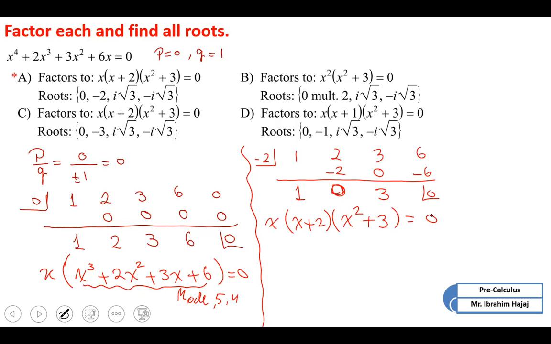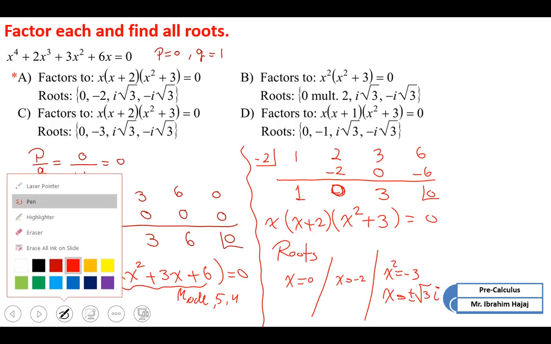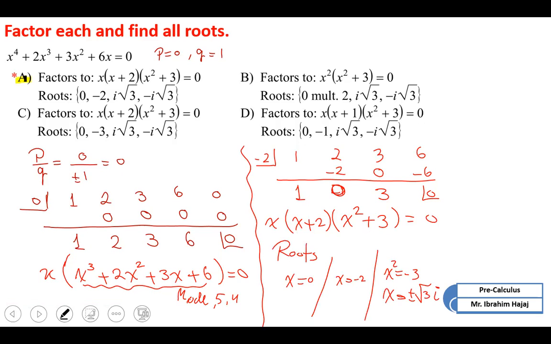So as you see here, guys, the factors are x, x plus 2, and x squared plus 3, and your roots are x equals 0, or x equals negative 2, or x squared plus 3 equals 0, and x squared equals negative 3. By taking the square root for both sides, it's going to give us positive or negative radical 3i. So your answer is letter A. Your answer is letter A, factors and roots.